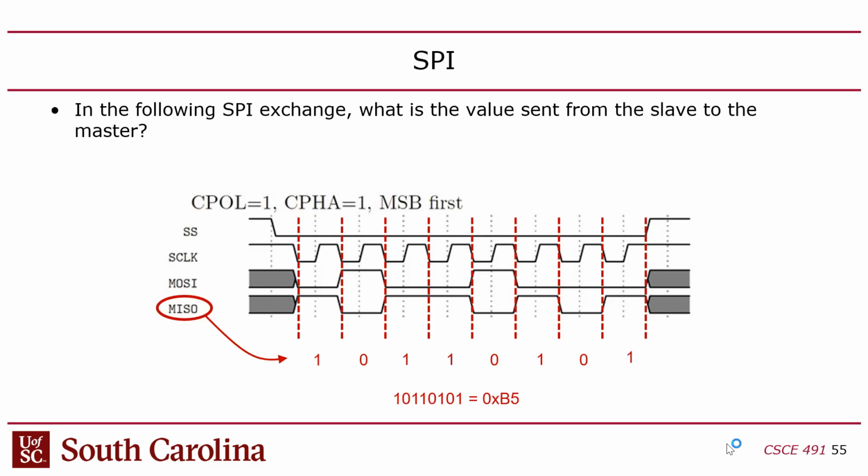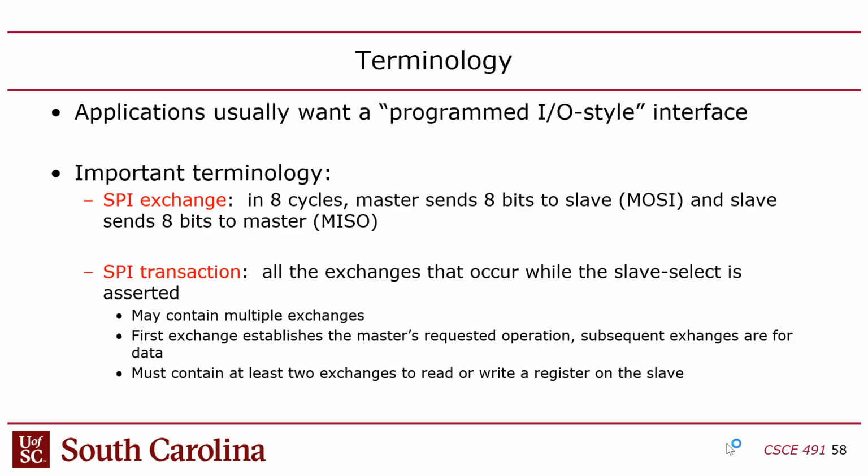Okay, so I think I did this question last time. I mentioned the terminology is a little funky here because there's an exchange, and then you can build transactions on top of exchanges. The intent of a transaction is to create a programmed I/O style interface where I can read from an address or write to an address on the other side. So that's the purpose of a transaction. A transaction is an abstraction that sits on top of an exchange.